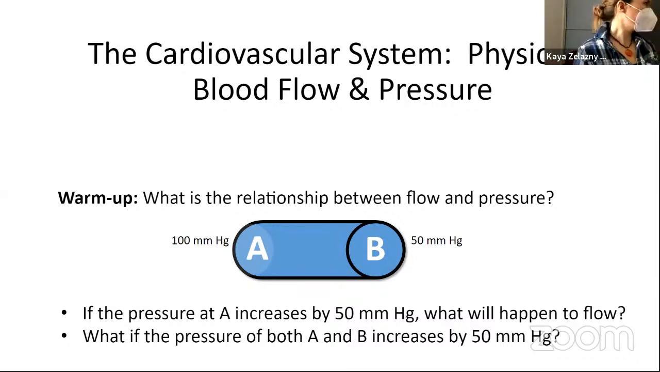So while this takes a second to load, is anybody still having trouble with Mastering A&P? Is that working okay?